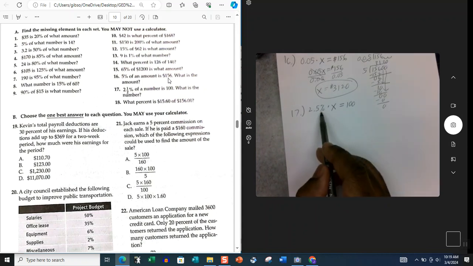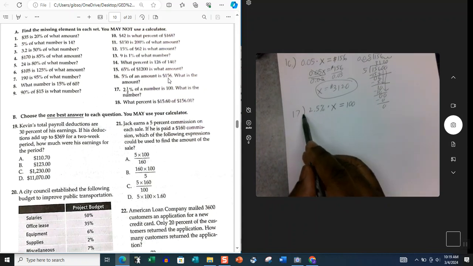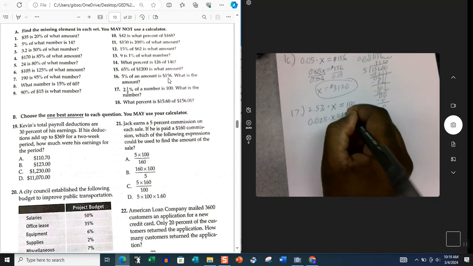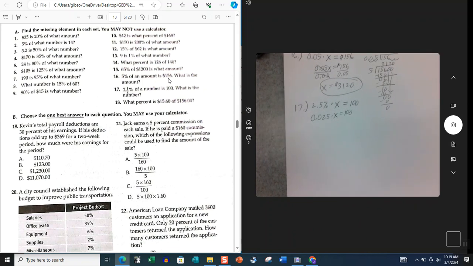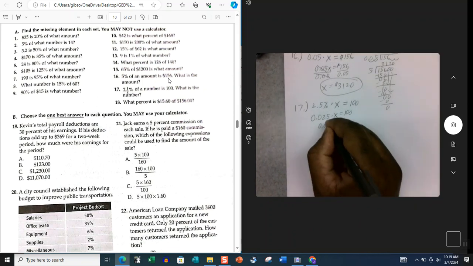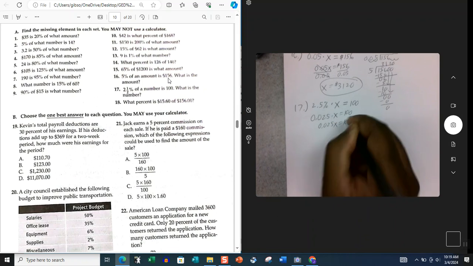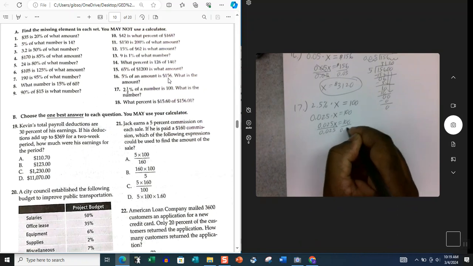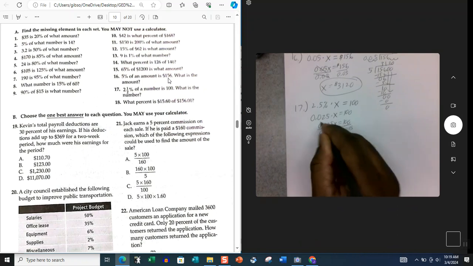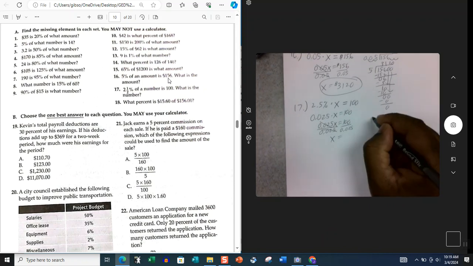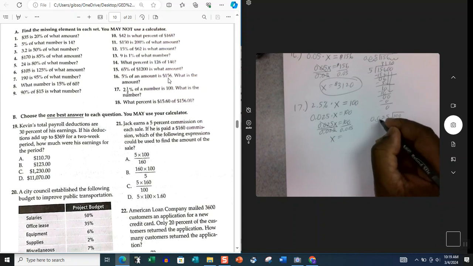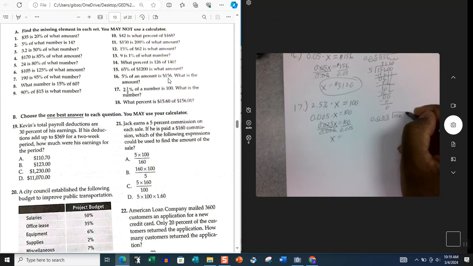Now we would change this 2.5% to a decimal. We'll move it 2 places to the left, and it'll be 0.025 times x equals 100. Now 0.025 times x is 0.025x equals 100. We divide each side by 0.025, and x is equal to, these two would simplify out, and you would take 0.025 into 100. You have to move this decimal 3 places to the right. You put your decimal here and move it 3 places to the right.